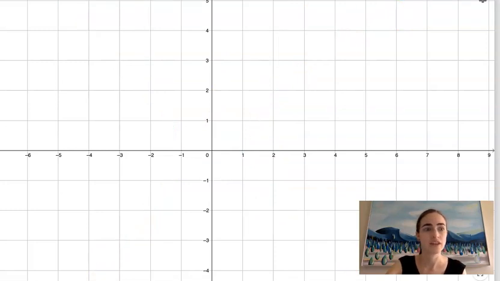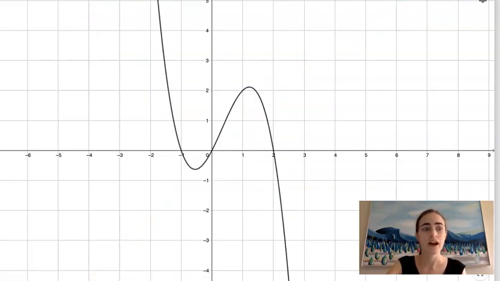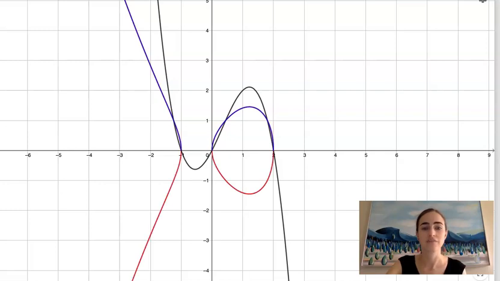Right, if we have a look then at our second example, if we sketch the square root of that, it'll look like this. And if we sketch y squared equals our function, it would look like this here. Right, so that's having a look at square and square root functions.